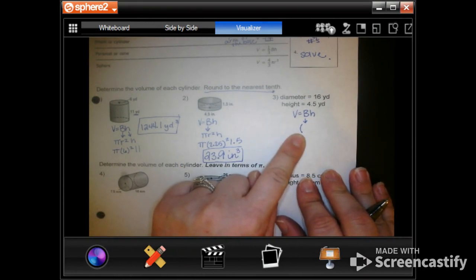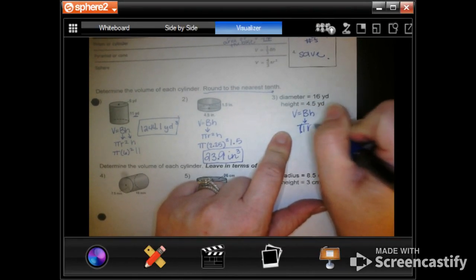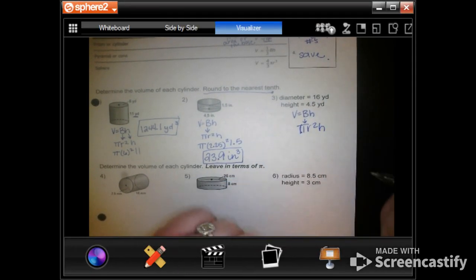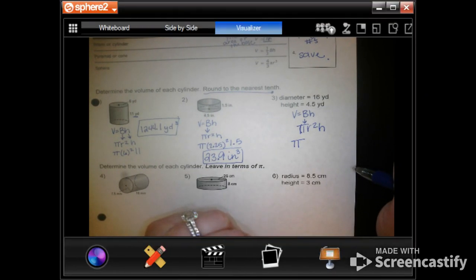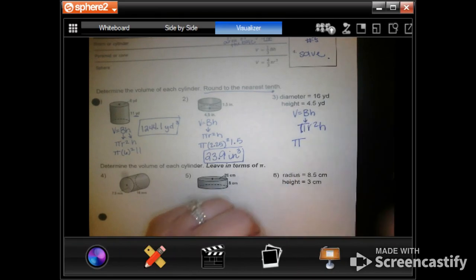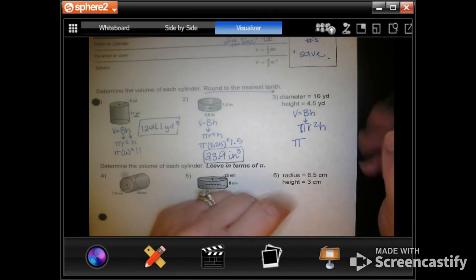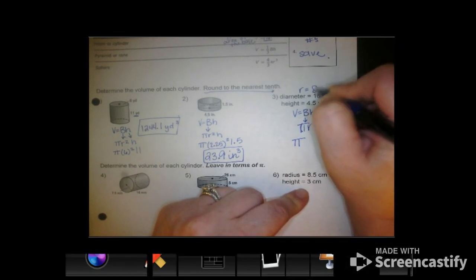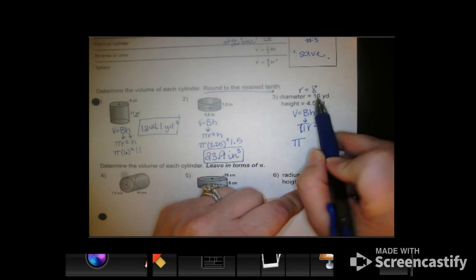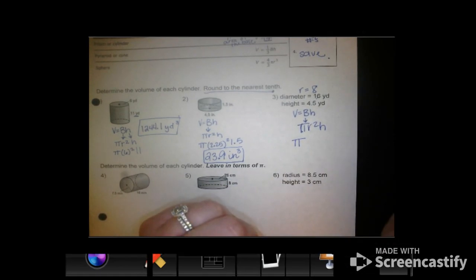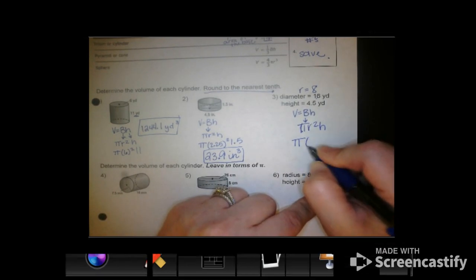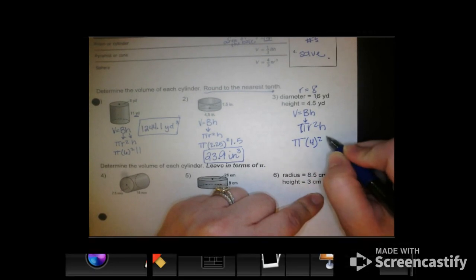All right, base times height, so it is pi r squared times height. What do I have to do first? No, what's my radius? It says diameter is equal to 16 yards. If my diameter is 16, what is my radius? 8. What's half of 16, Audrina? Radius is cutting the diameter in half. Okay, so this is 4 squared, and then my height.